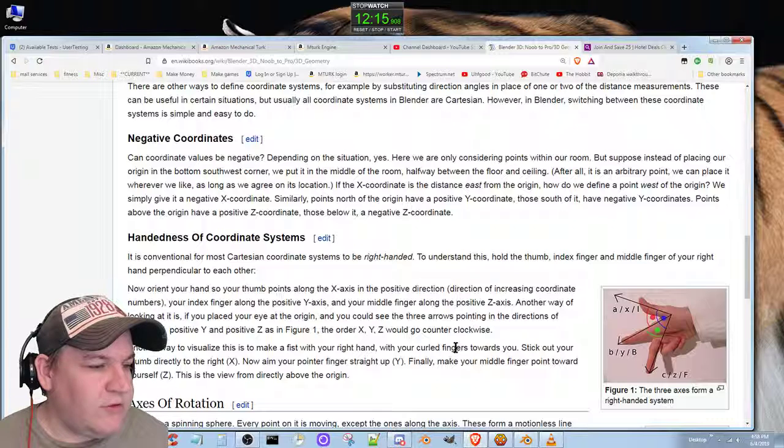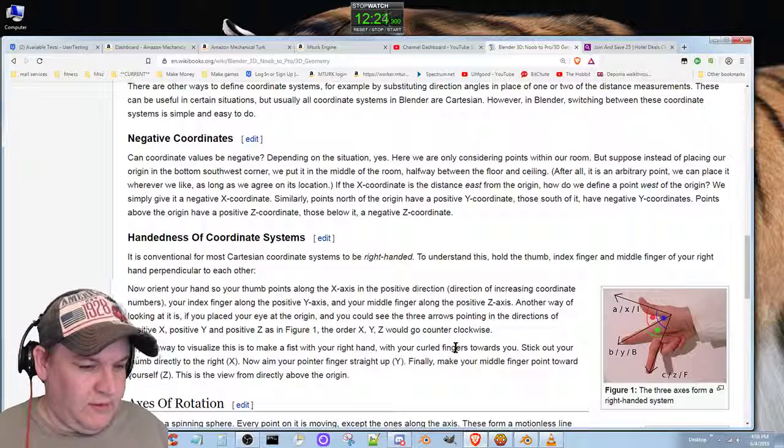Points north of the origin have a positive y-coordinate. Points south have a negative y-coordinate. Points above the origin have a positive z-coordinate. Those below it, a negative z-coordinate.